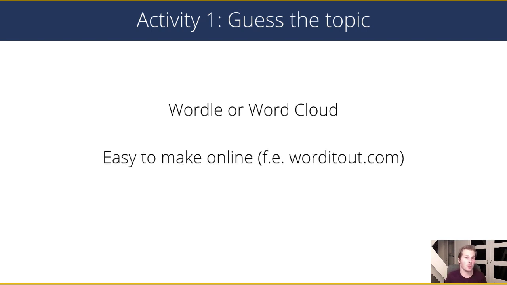And it's really easy to make online. It's easy to make, for example, at worditout.com, but there are many other websites you can use to create this. It only takes a few minutes, and even if you already have a text, you don't even have to come up with the words yourself. If you have a text about the topic you want to discuss, you can just copy paste it in there, and then it selects words from the text, and you can even set some criteria to make sure that it selects the words you want, and then it creates a word cloud out of this.